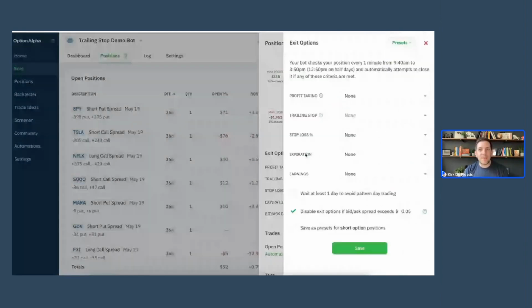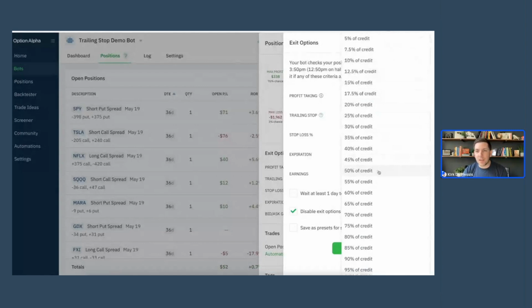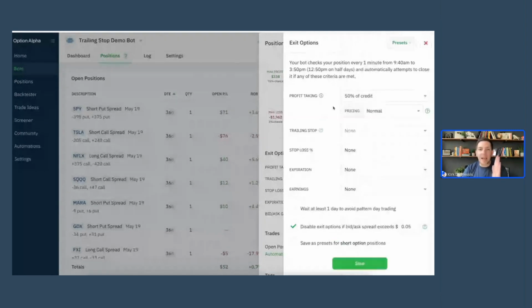So here inside of exit options, I can of course set my profit taking level, right? That's that first one that we just went through on the last slide, where I can say, look, if this position ever gets to 50% of its credit, take the position off. This is what I would call the absolute profit taking level, the level at which if it gets to that level, you will take a profit immediately.